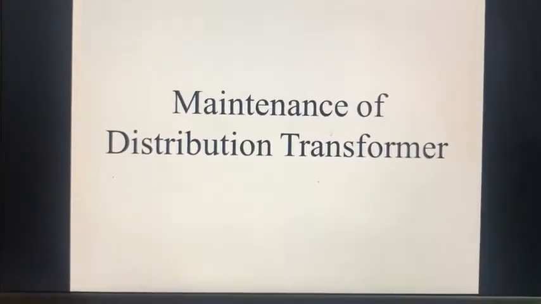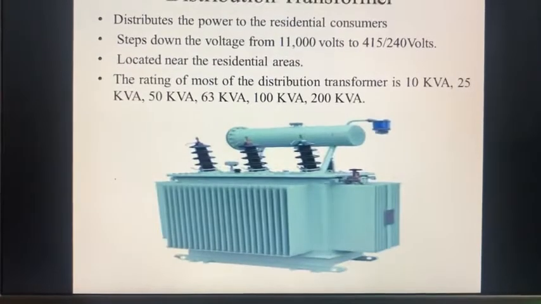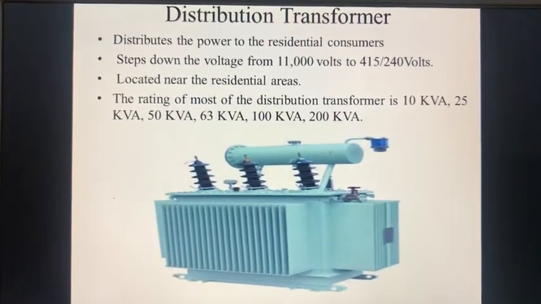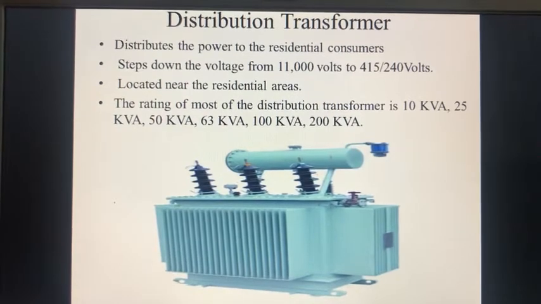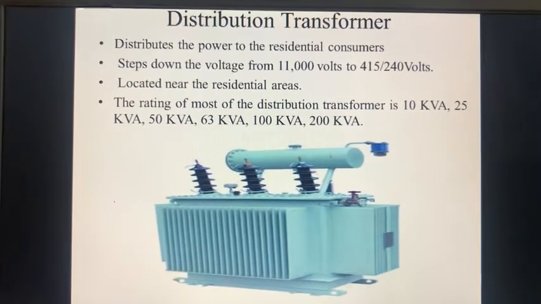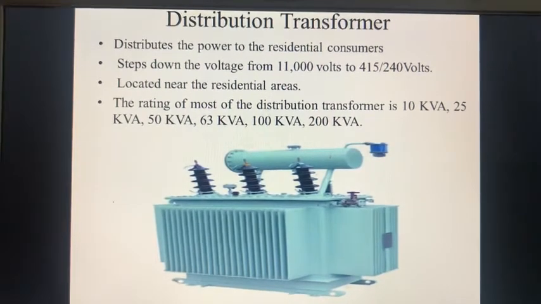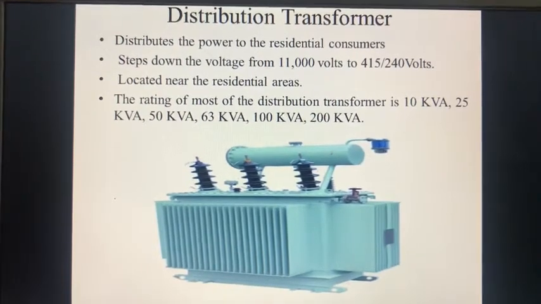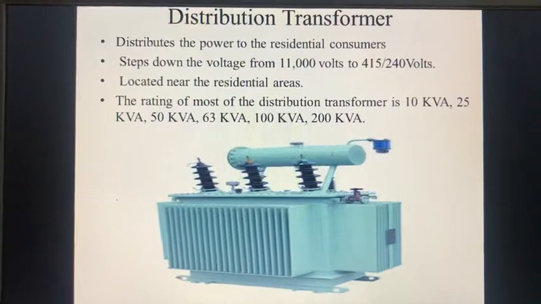Good morning to all. Today we will discuss maintenance of distribution transformer. What is a distribution transformer? It distributes the power to the residential consumers after stepping down the voltage from 11 kV to 415 volts. They are basically located near the residential areas and their ratings are 10 kVA, 25 kVA, 50 kVA, 63 kVA, 100 kVA and 200 kVA.